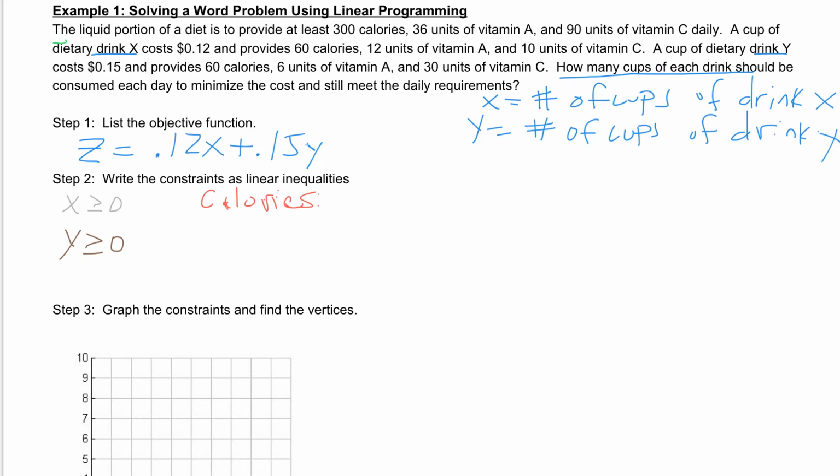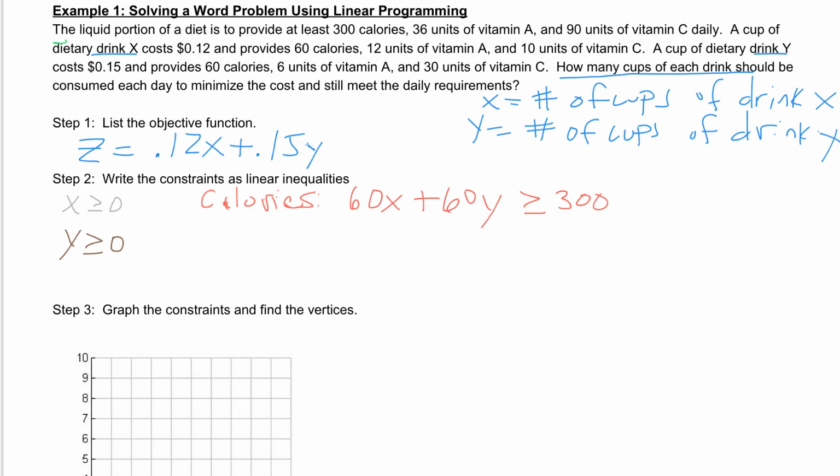And if we take a look at the calories, it says drink X has 60 calories and drink Y also has 60 calories. And the diet altogether has to have at least 300 calories, which means it has to have 300 calories or more. So our inequality would be 60X plus 60Y is greater than or equal to 300.